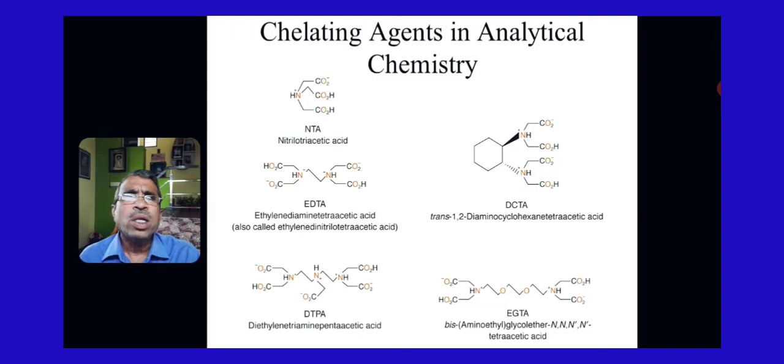Here I have shown the chelating agents in analytical chemistry. We have NTA, EDTA, DTPA, DCTA. So students, you go through these, which are the examples of the chelating agents.